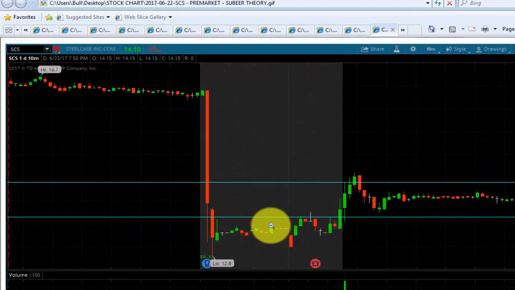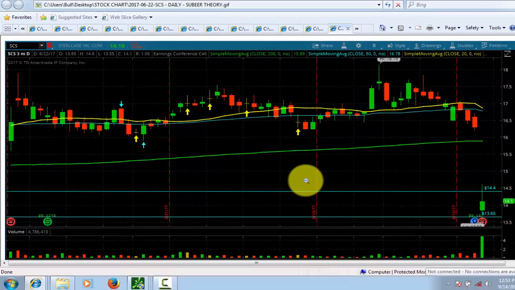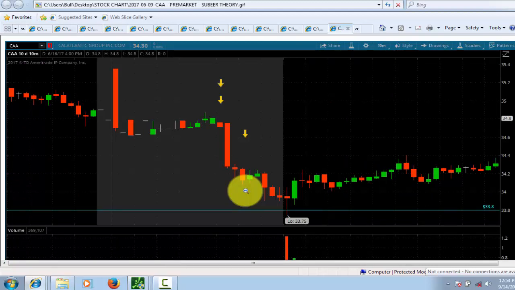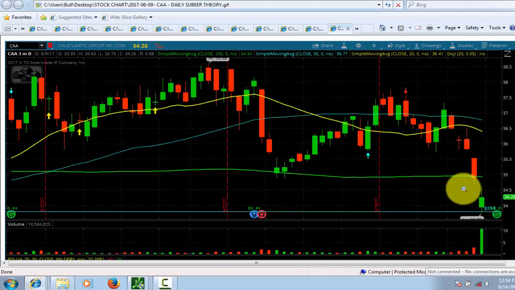This is the pre-market of SCS. You can see that there was a support here. Well, the price turned around and I was out. The daily chart of SCS, and all the criteria are met. CAA entered at $33.80. Stop loss was $34.05, and I covered at the same price. Made a loss of less than 1%. The pre-market of CAA and the daily chart of CAA.